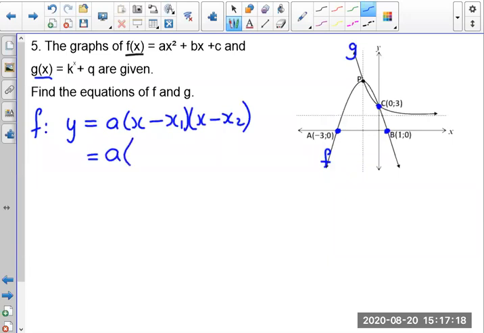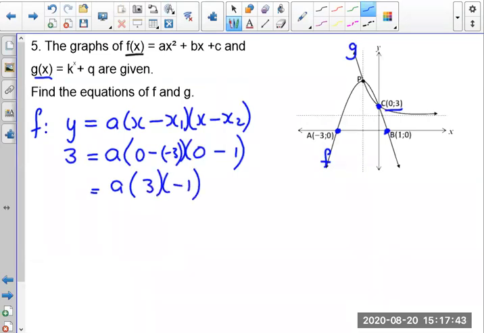x and y, I'm going to substitute with the point (0; 3). And the x1 and the x2 are the x-intercepts, so it will be minus 3 and minus 1. So that gives me a times 3 times negative 1 equals 3. So there I'm going to divide by minus 3, so a equals minus 1. And can you see it's a sad parabola, so the a value must be negative.